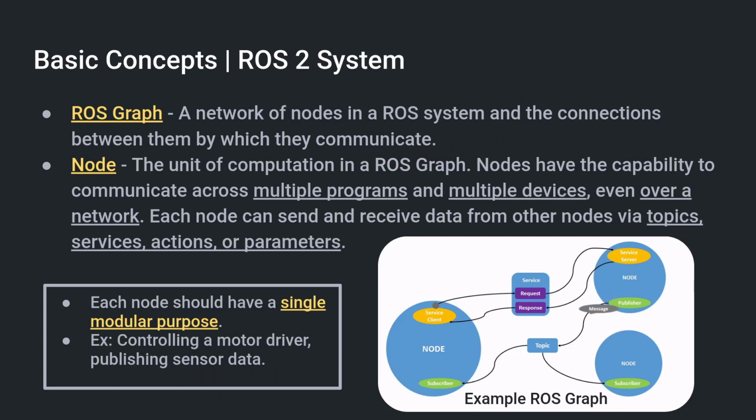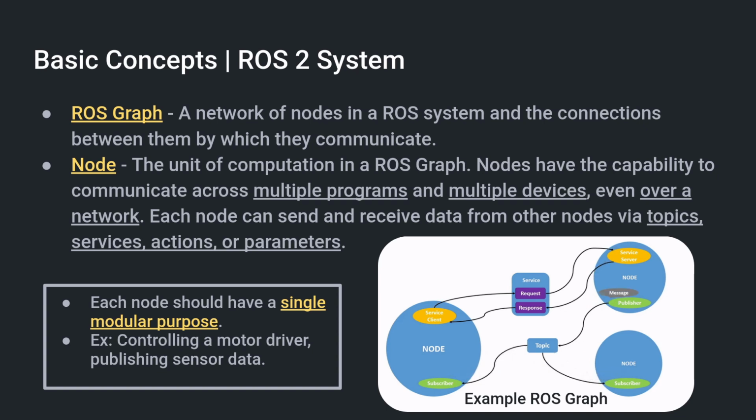So let's go over some basic concepts. First of all, what is the ROS graph? The ROS graph is a network of nodes in a ROS system and the connections between them by which they communicate.